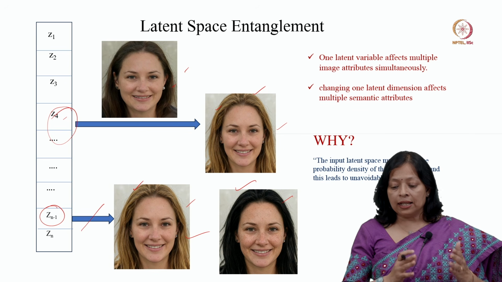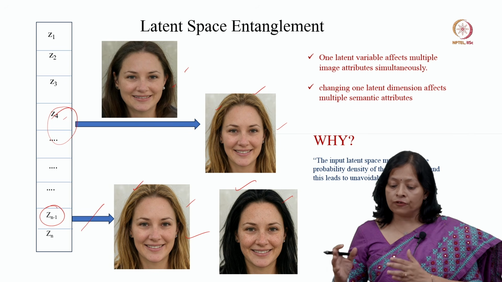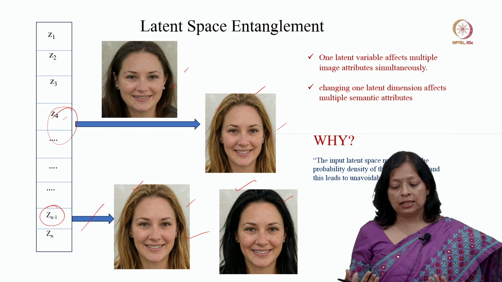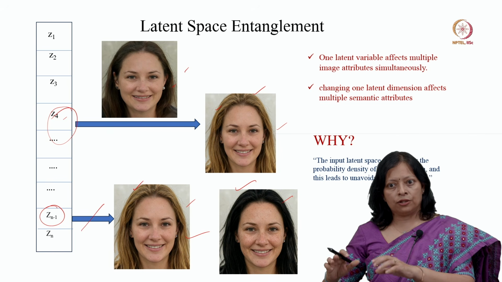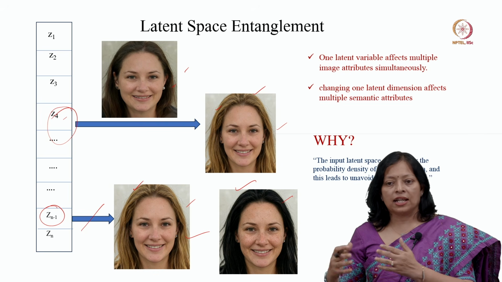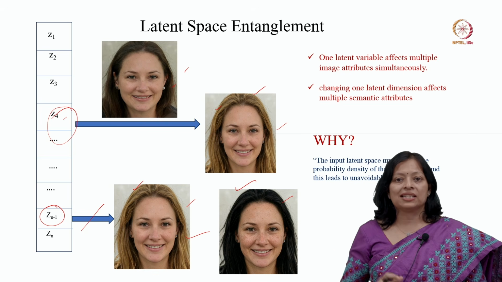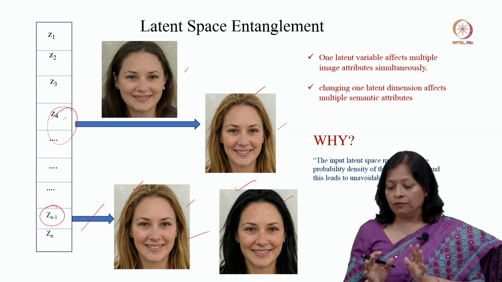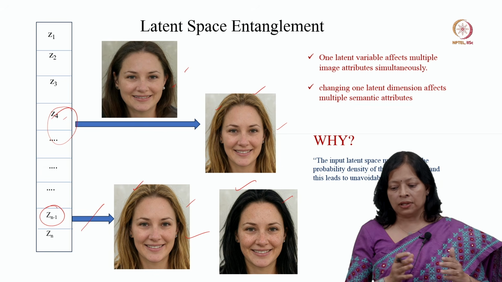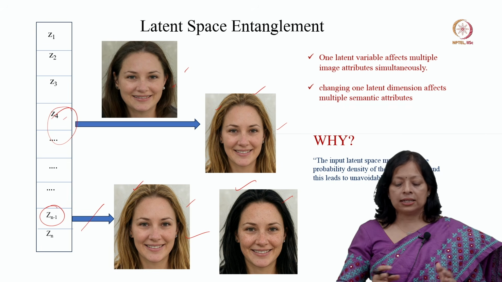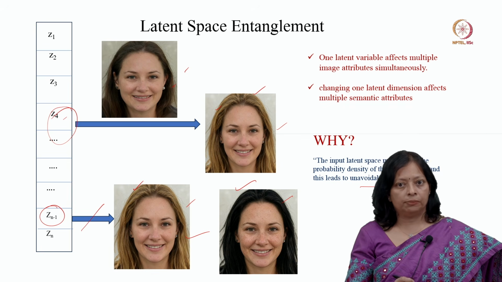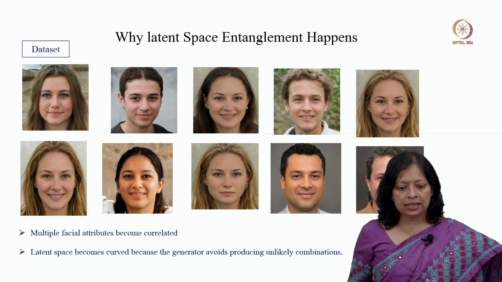It is told that the input latent space must follow the probability density of the training data, and that leads to unavoidable entanglements. So, it is kind of a textbook statement which I have put here. Now, we will understand what exactly is the meaning of probability density of the training data which leads to unavoidable entanglement. So, we will try to see what exactly it means.